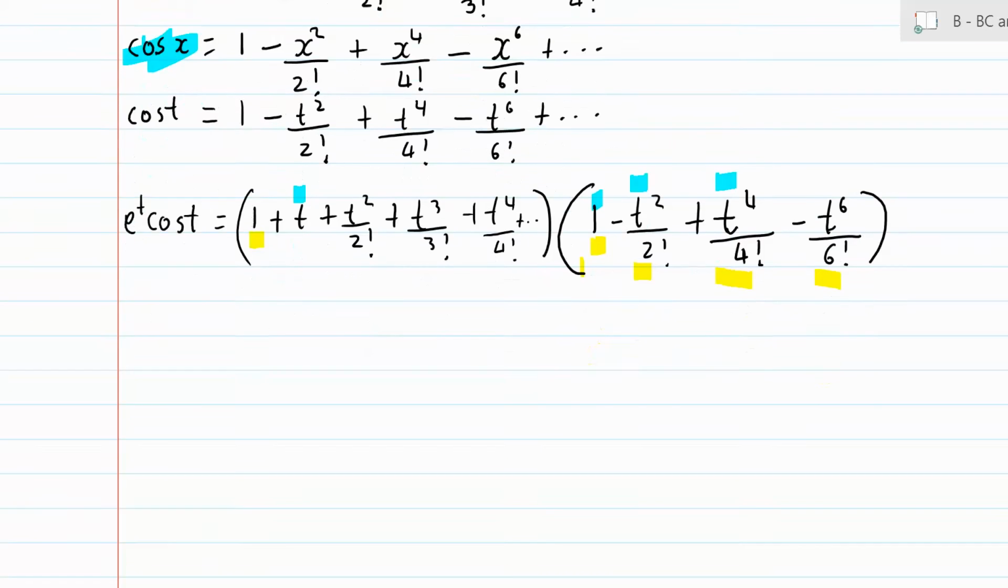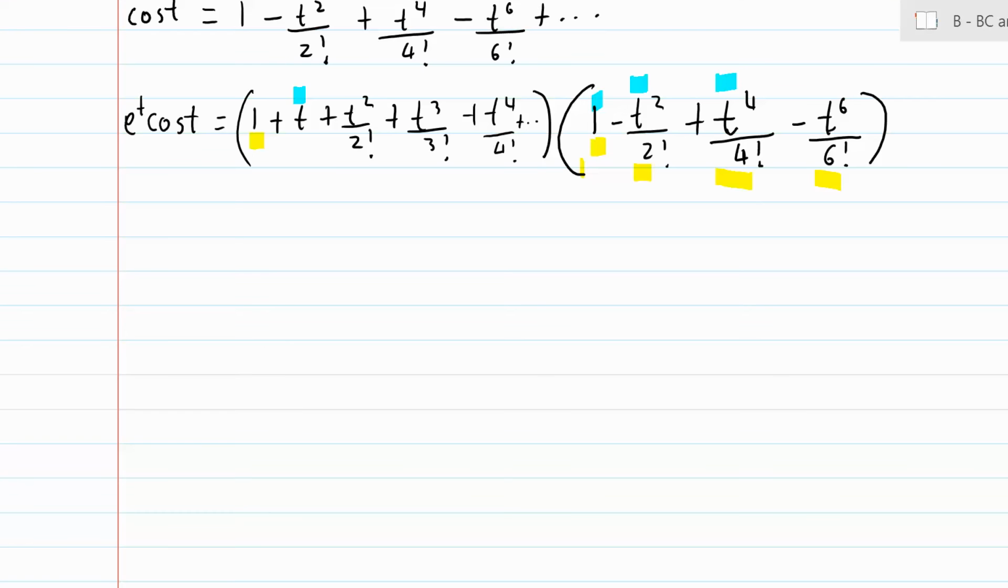So to do that, our first couple of terms would be 1, because 1 times 1 is 1. 1 times negative t squared over 2 factorial is negative t squared over 2 factorial. 1 times t to the 4 over 4 factorial is t to the 4 over 4 factorial. And we get the idea. Then we do the same thing for the second term here.